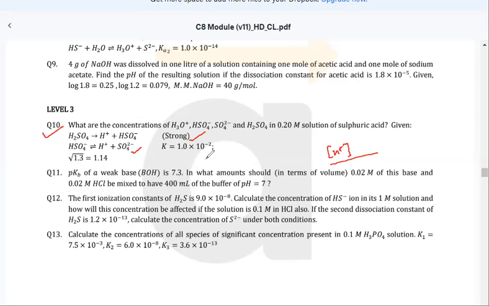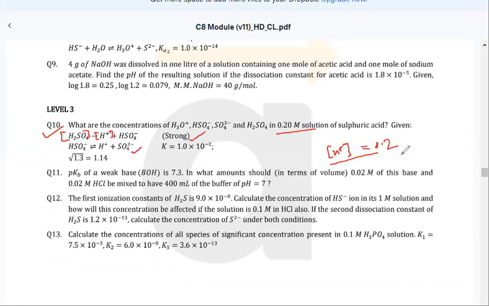So I can say that in this case, this H2SO4, when it breaks down into H plus plus HSO4 minus, behaves as a strong acid, which means the concentration of H plus should be equal to the concentration of H2SO4. Yes or no, everyone? And what is the concentration of H2SO4? It's 0.02 molar. So the concentration of H plus is already given, which is 0.2.